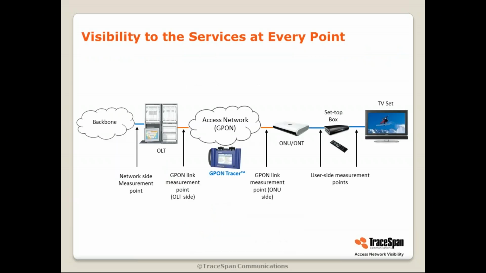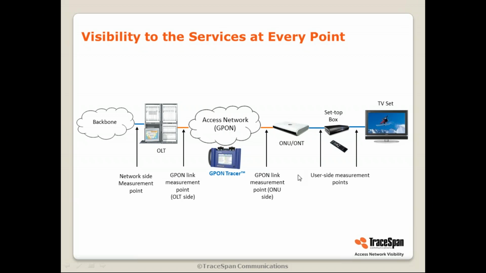So let's go ahead. The concept we will be talking about today is related to visibility of the services at every point on the PON. So let's look at what the network looks like from the backbone to the customer. There's the backbone, and then the backbone may be composed of various networks. Finally, it comes to the access network, connects to the OLT, because we're talking about a PON. The OLT connects to the access network, in this case the GPON or XGS-PON.